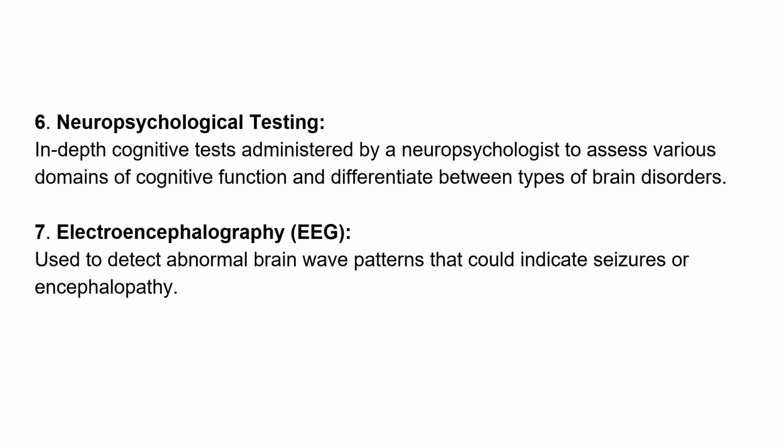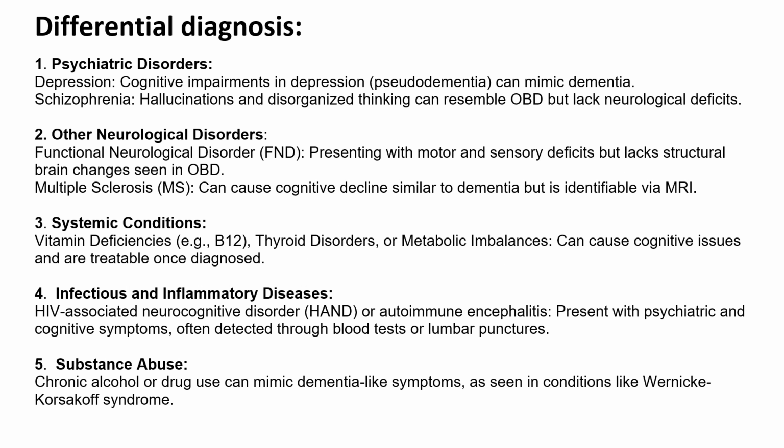Neuropsych testing and EEG to record the seizure activity for the same. Again, in differential diagnosis, though there are many conditions, the most important thing is you should remember how to differentiate it from psychiatric illness. In psychiatric illness also you will see hallucination and delusion and disorganized behavior. In organic brain disorder you will also see.